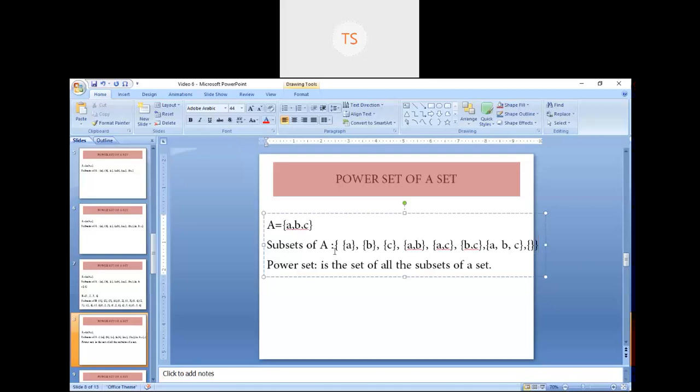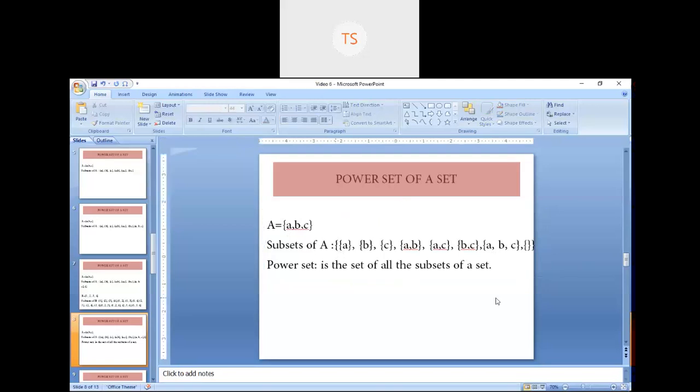Why do you have to give this curly bracket? Because the power set is the set of all the subsets of a set. So if it is a set, then you must put the curly bracket. So here curly bracket, then you write all the subsets of capital A. So this will become your power set of capital A. Okay.